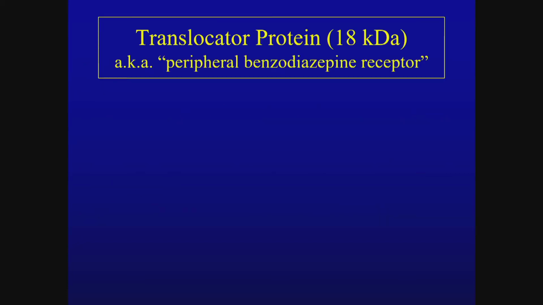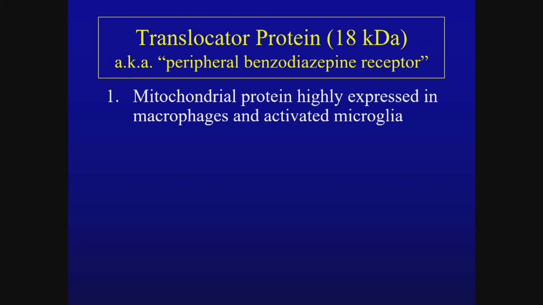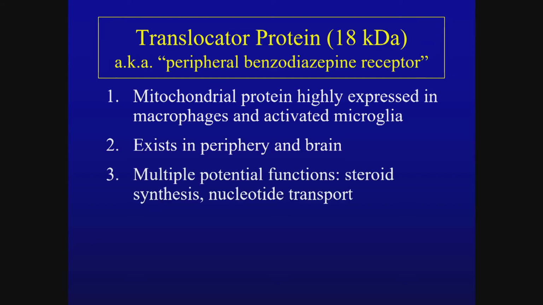The current name for this is the translocator protein 18 kilodalton. It was previously known as the peripheral benzodiazepine receptor. It is a mitochondrial protein that's highly expressed in macrophages and activated microglia, which are phagocytic inflammatory cells. The microglia are in the brain, macrophages are in the periphery, but they're very, very similar cells. It exists in both the periphery and the brain. It was first discovered in the kidneys, but then they found it was in the brain, so that's why they had to take peripheral benzodiazepine receptor out of there.